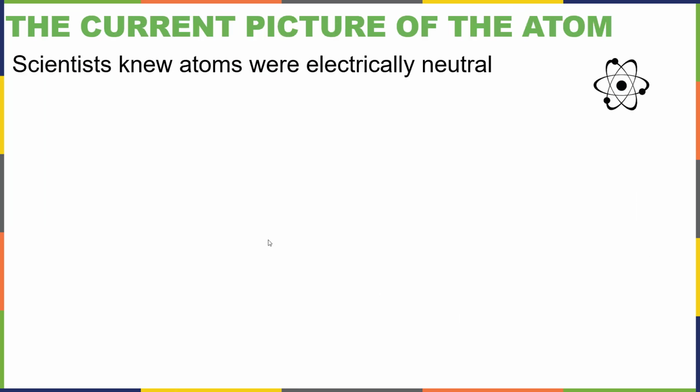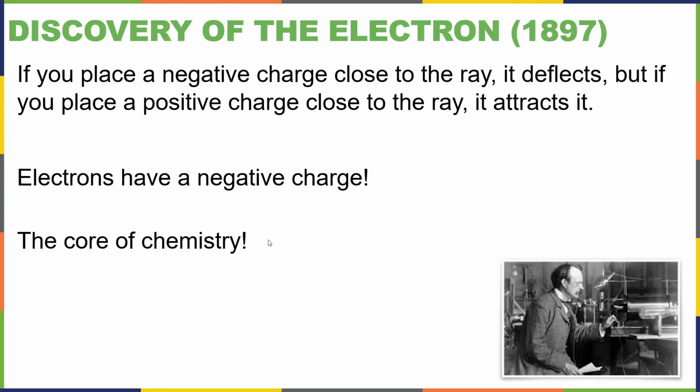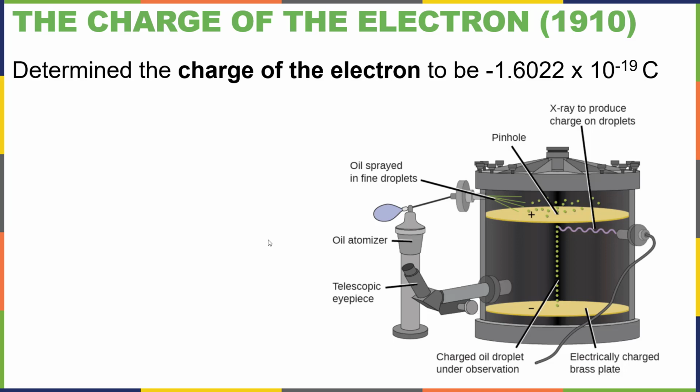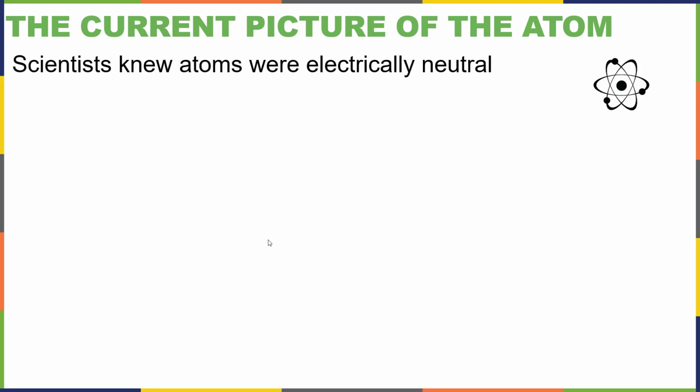And so here's the deal. This is 1897, when J.J. Thomson discovered the electron using the cathode ray tube. And then we got 1910, when Robert Millikan determined the magnitude of the charge. And so, we're at 1910, and this is what we thought the atom was like.